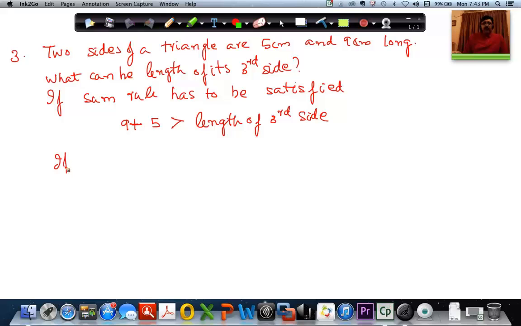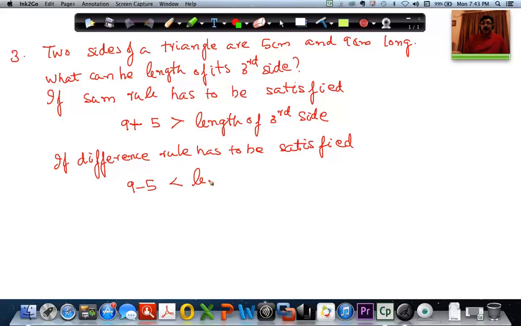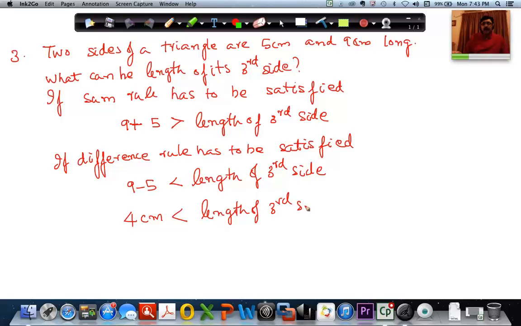Now if the difference rule has to be satisfied, 9 minus 5 should be less than the length of the third side, which means 4 centimeter should be less than the length of the third side, which should be less than 14 centimeter. So the length of the third side should be something between 4 centimeter and 14 centimeter.